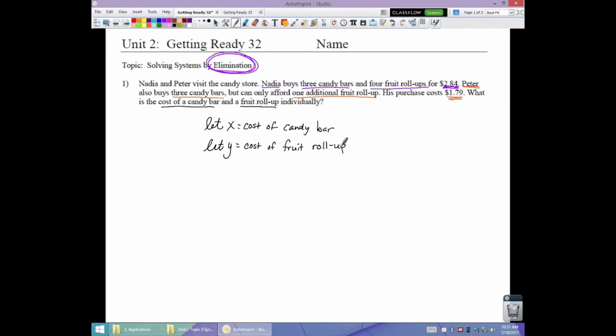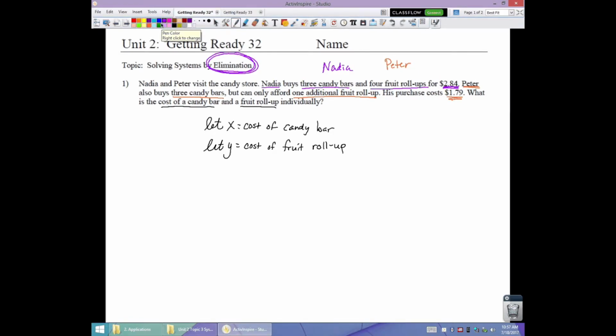Okay, now again, we have 2 unknowns. We must write 2 equations. Before you even start, let's think about what 2 sets of information do we have here. Sometimes we're given information where one equation is money and one equation is number of items. In this case, though, our 2 different sets of information, one equation will be for Nadia, and one equation will be for Peter. Okay, so those are my 2 equations.